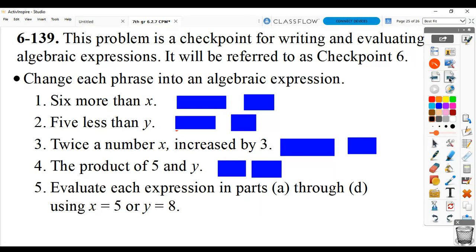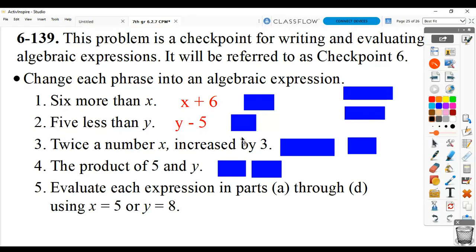For 6.139, these were checkpoints. So again, things that they expect you should know from what we've been doing. And remember, you can check your checkpoints in your CPM ebook as well. 6 more than x would be x plus 6. 5 less than y would be y minus 5. Remember, less than means you're taking it away from this value. Twice a number x increased by 3 would be 2x plus 3. Here's your twice a number. Here's your increase by 3.